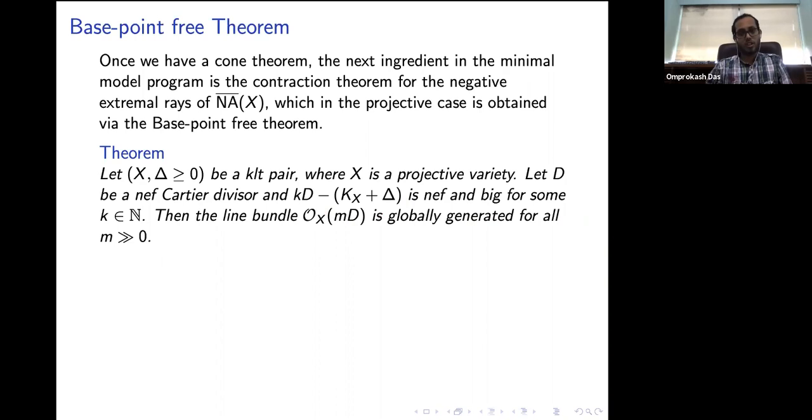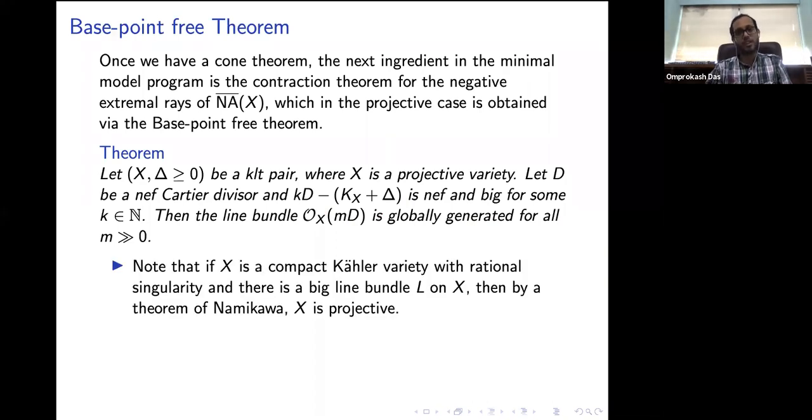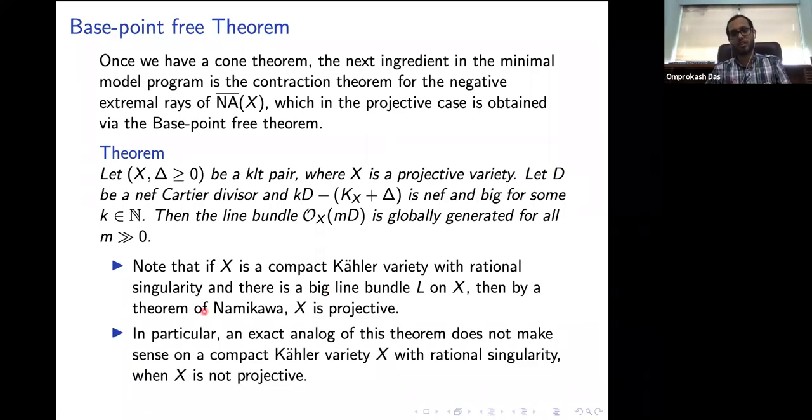So as I said before, when X is a Kahler variety, more generally with rational singularity, and if there is a big line bundle, then by a theorem of Namikawa, X immediately becomes projective. That means on a compact Kahler manifold that is only Kahler but not projective, you will never be able to satisfy the hypothesis that the difference is nef and big. That simply does not make sense if it is not projective. So on a non-projective Kahler manifold, this simply does not work.